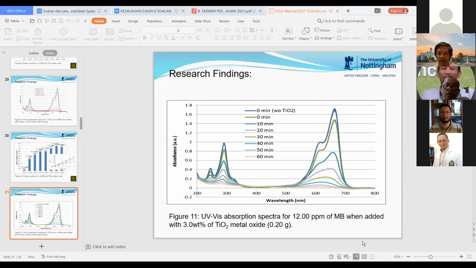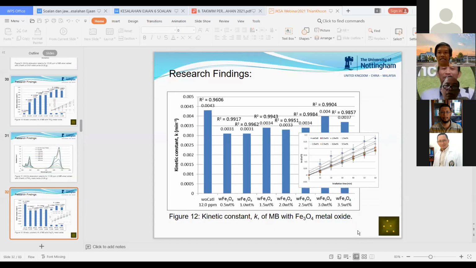So therefore, it actually fully degrades the methylene blue. And the third one, of course, is the iron oxide. From here, we can see that iron oxide is not really a good photocatalytic system. As you can see, the rate without iron oxide is even higher.